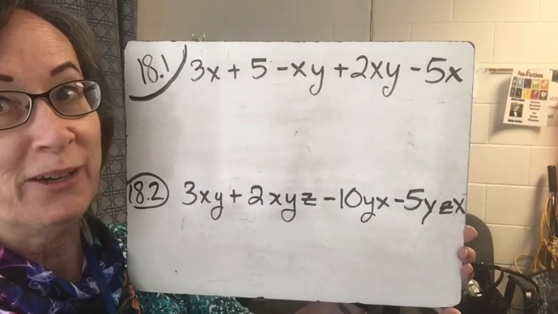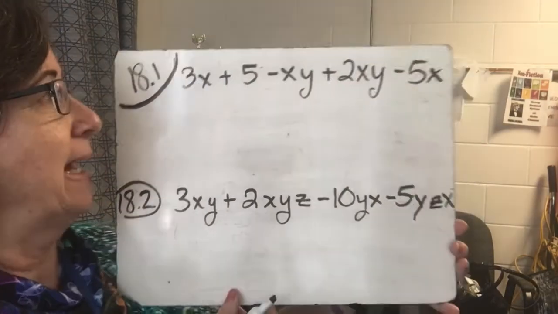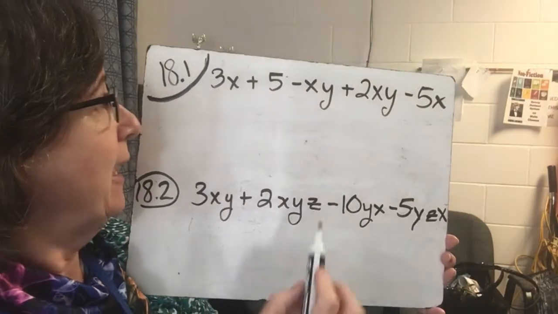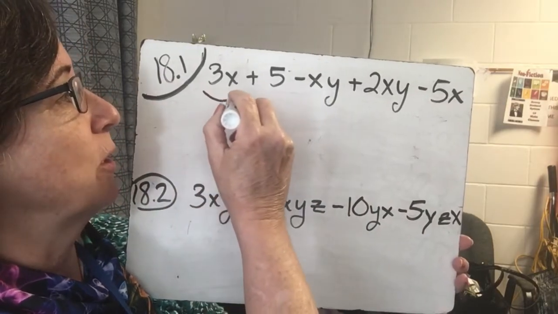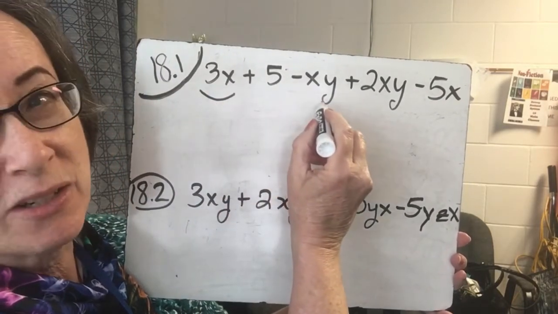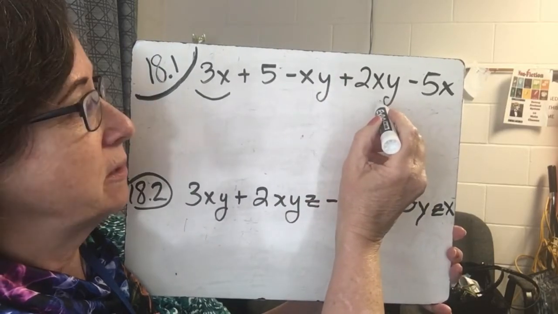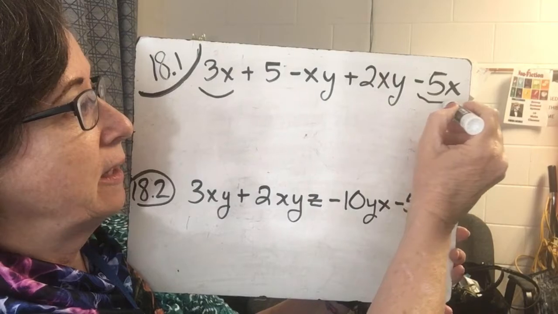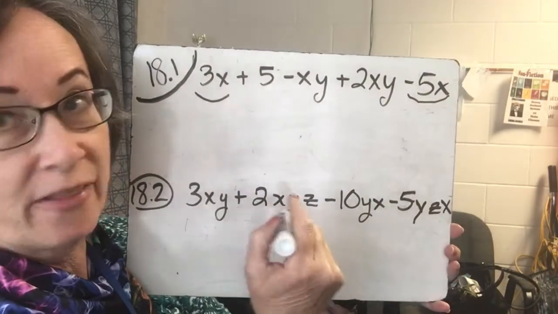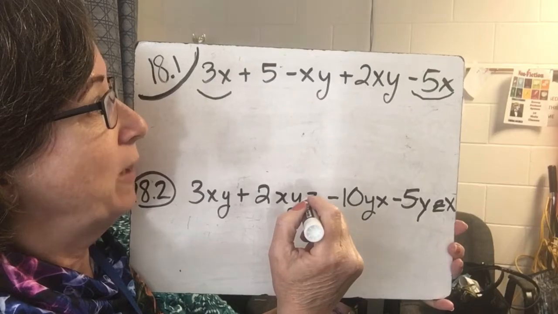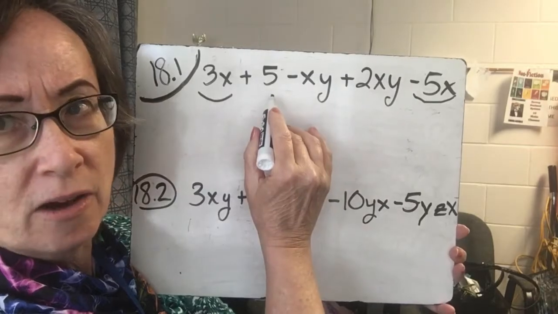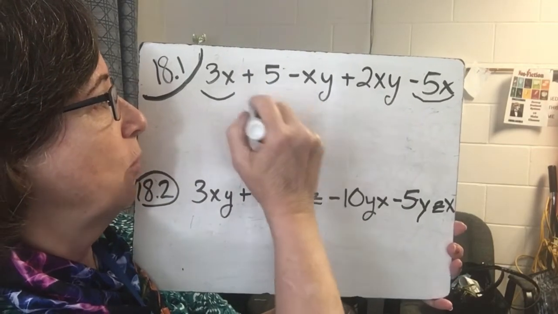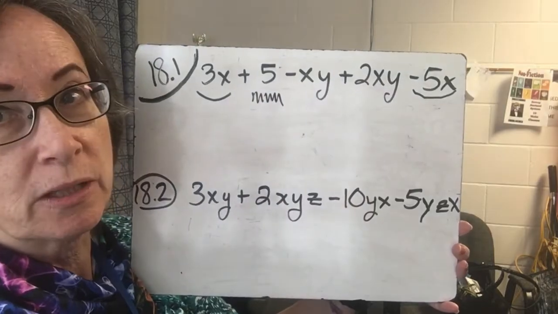So now we're going to come back with lots of examples. Here are two examples, 18.1 and 18.2. We're going to look for terms that are the same. So we have an x term, and there's an xy term. There's an xy term, and there's another x term. So the two x terms are going to go together because they're like terms. And then we have a 5, but there's no other term that has just a constant in it. So it goes all by itself.